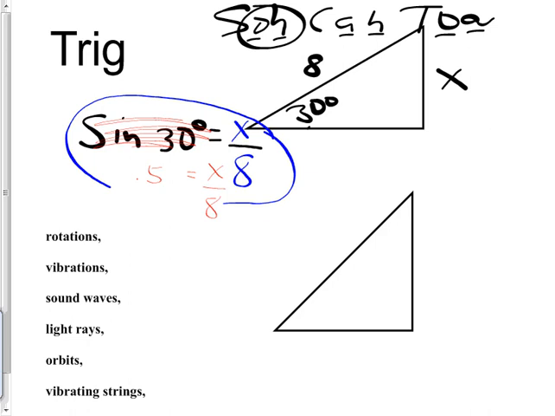And I hope your last semester teacher told you how to clear a fraction out. You'd multiply both sides by 8 to fix this denominator issue here. So we'd multiply this by 8, and a half times 8, I can do that in my head. That's half of 8. 4. So I just figured out that 4 equals x, or x must equal 4. Does that make sense to you?